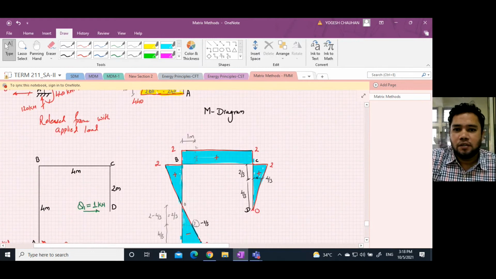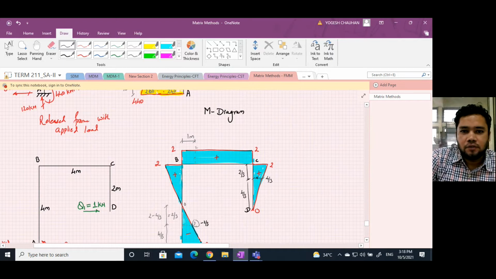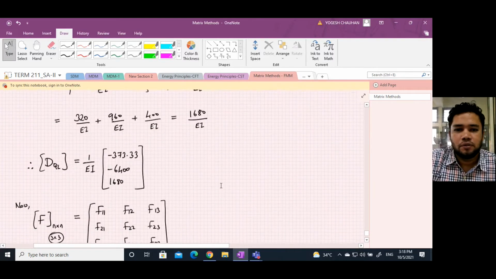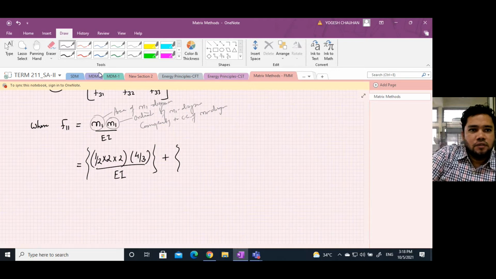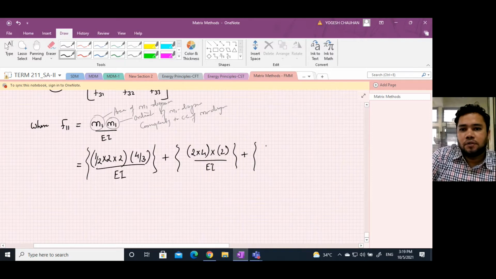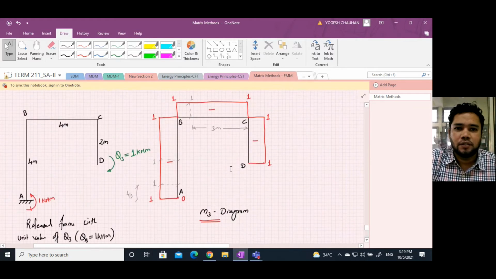Now for the second shape, it is a rectangle, area would be 2 into 4 and ordinate is also 2, because in the same diagram the CG will be here, and the corresponding coordinate will be 2, and everything is positive in this case. So this will be 2 into 4 area multiplied by 2 divided by EI. Now for the third shape, you have to take two areas, one the negative part and another the positive part.